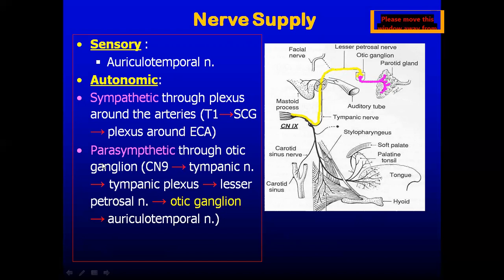Then parasympathetic through the otic ganglion: the ninth cranial nerve, that is the tympanic nerve, tympanic plexus, lesser petrosal nerve, otic ganglion. We have a separate ganglion class where we will discuss everything.